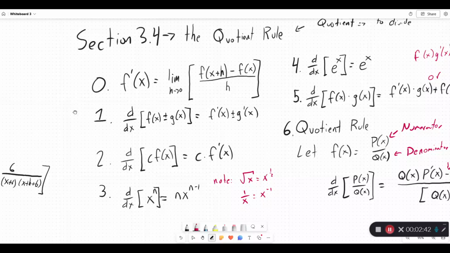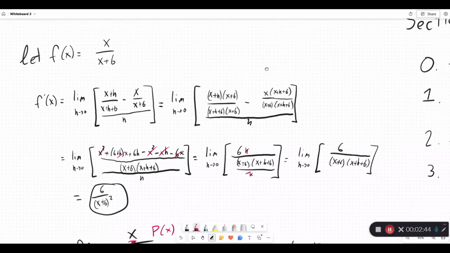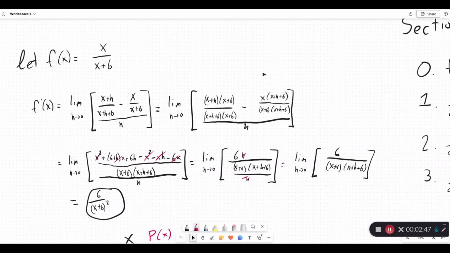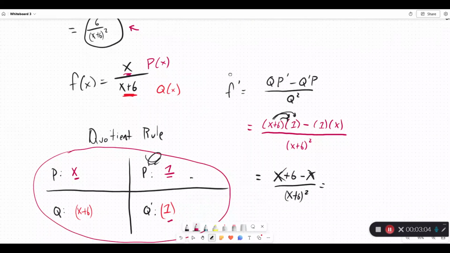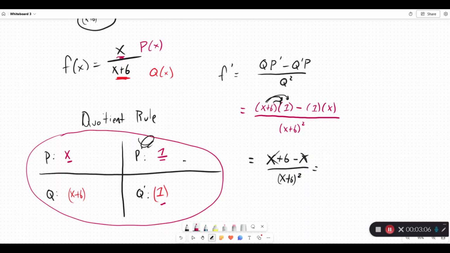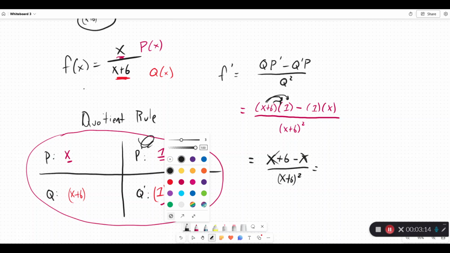Okay? So, not a proof, because I think it's a little bit too general, but I want to take a look at f of x equals x over x plus 6. There's my p, x, and there's my q, x plus 6, and I did the derivative by hand using the definition. And I get this expression right here. And the whole point is that I want to not use these rules by hand. I want to be able to find these much more quickly and much more generally than maybe I had been able to previously.